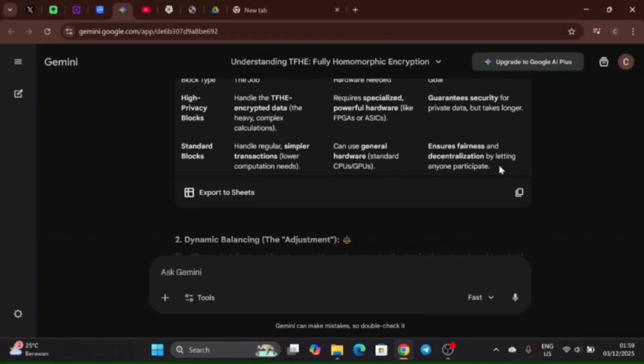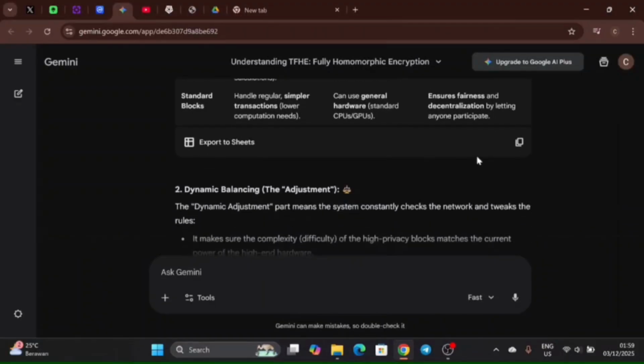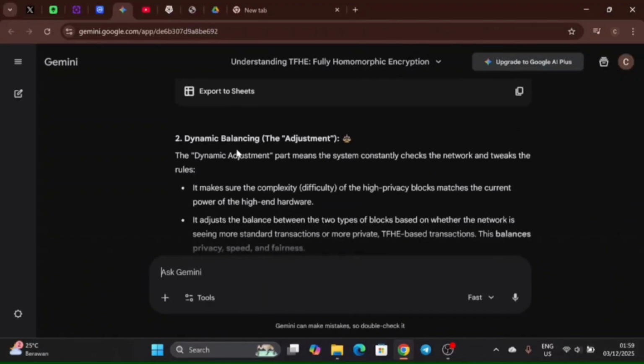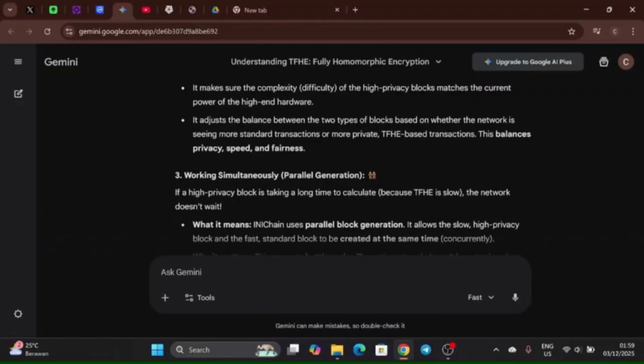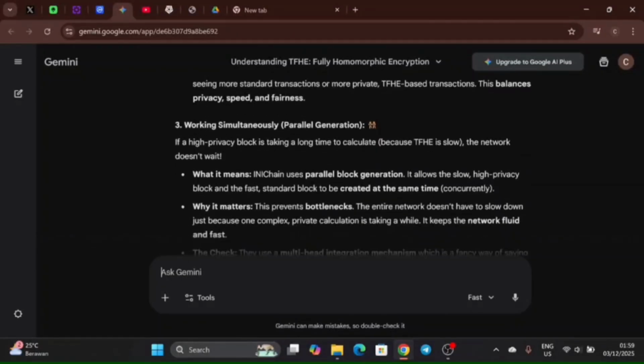It ensures fairness and decentralization by letting anyone participate. Dynamic balancing adjustment: the dynamic adjustment part means the system constantly checks the network and tweaks the rules. It makes sure the difficulty of the high privacy blockchain matches the current power and hardware. It adjusts the balance between the two types of blocks depending on whether the network is seeing more standard transactions or more private, TFHE-based transactions. This balances privacy and fairness.